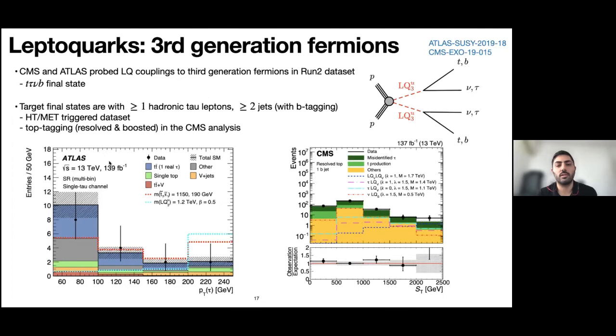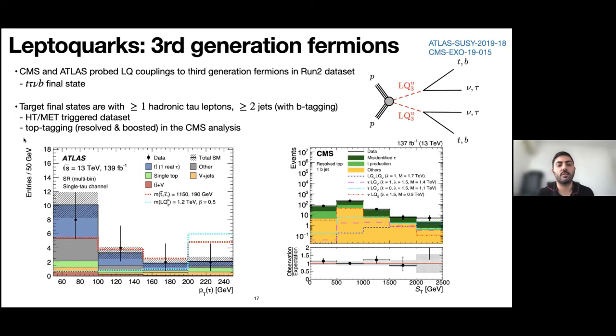And I just want to quickly say this. There exist searches from CMS and ATLAS with full Run 2, looking into couplings to a top, tau, b final state, which is the most favored decay scenario for such models, as illustrated in this cartoon on the right. And these are, of course, as you can tell, final states with at least one tau lepton and at least two jets with b tagging. Because in these searches we use hadronic taus and hadronic activity, we may not have leptons to trigger on, although that, as I said, is a very useful thing to do.